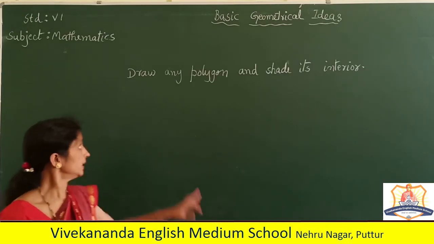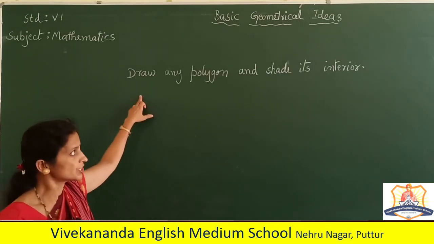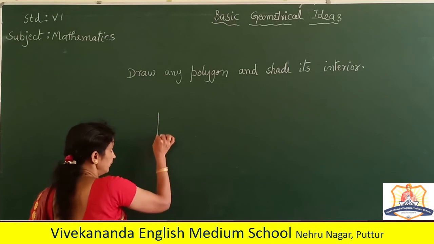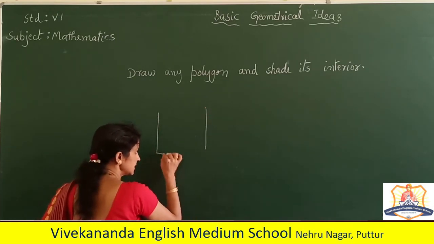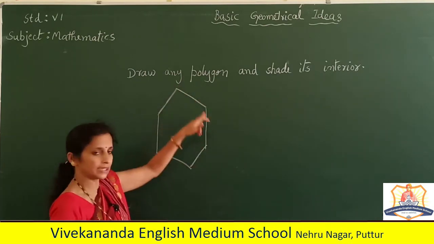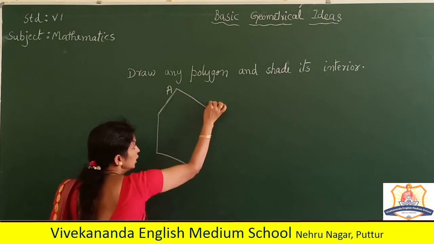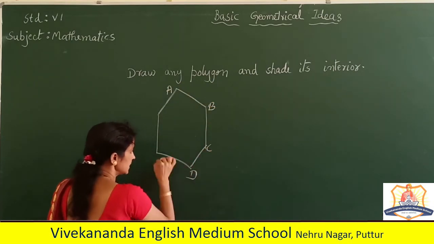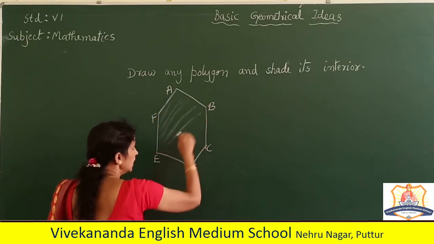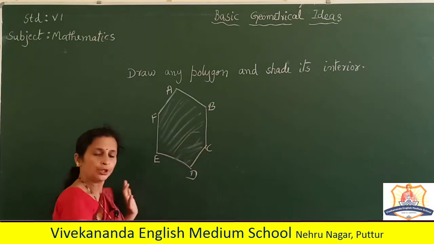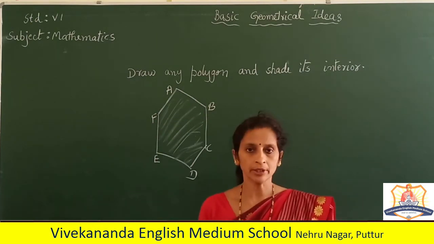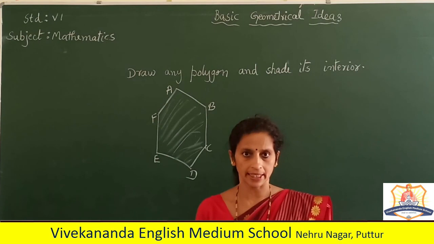Here there is one question. Draw any polygon and shade its interior. So you have to draw a polygon. You can draw any figure which has 6 sides. A figure which consists of 6 sides, we call a hexagon, and it asks us to shade its interior, meaning you can color it or shade it with a pencil. You can draw any type of polygon. Draw 2-3 polygons and shade their interiors.